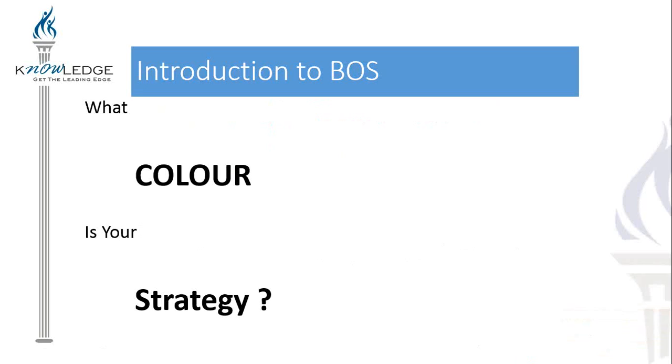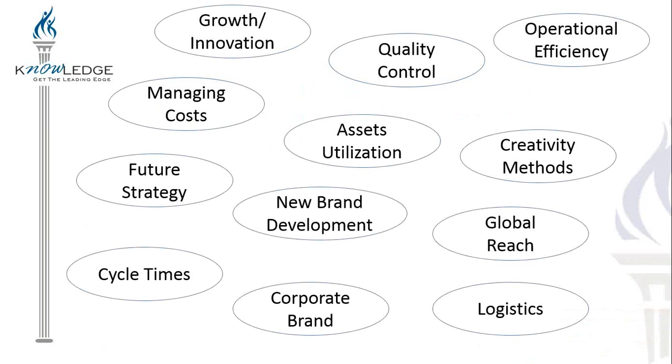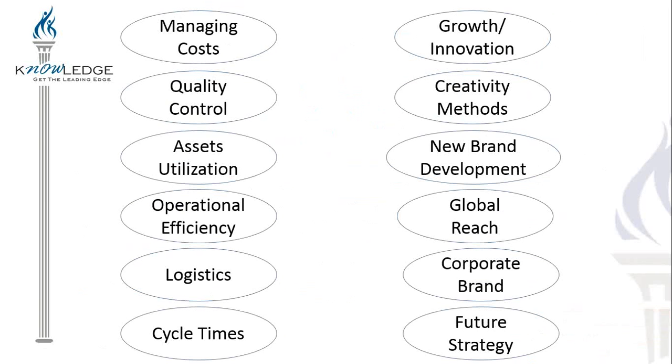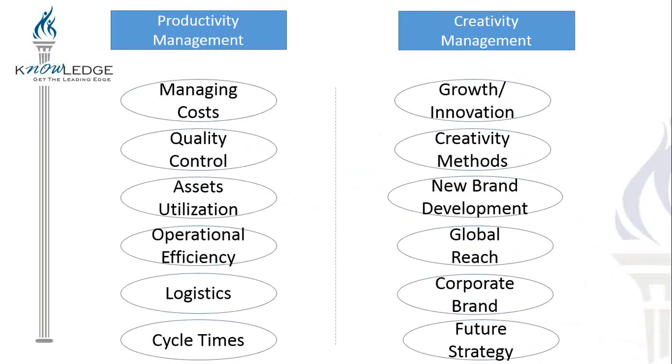But before we go really deep into the concepts of Blue Ocean Strategy, you'll be seeing on your screen 12 different variables in the form of oval structures. If I ask you to arrange these 12 variables in a systematic two-column list, you will get something like this: managing costs, quality control, asset utilization, operational efficiency, logistics, cycle times, and similarly we have a list on our right as well. So we have created from these 12 variables a list of two columns, each with six variables. The column on the left is called productivity management, while the column on the right is called creativity management.